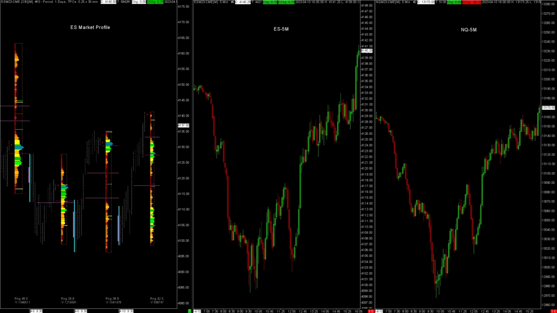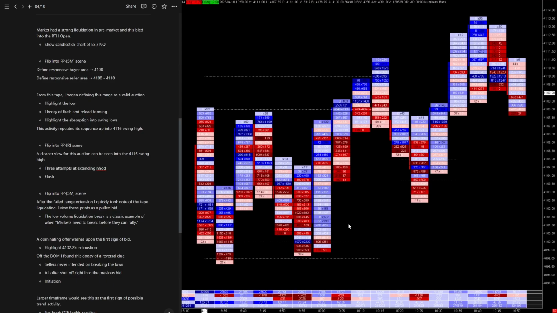The market had a strong liquidation in pre-market, and this bled into the RTH open. This is a 5-minute footprint chart for the ES. As I was mentioning, the pre-market sell-off bled into the open, and we can see from the first 5-minute candle that it experienced and caused a quick downward move with activity into the lows and into the 935 column. We actually ended up meeting a buyer that was able to rotate back to the highs.